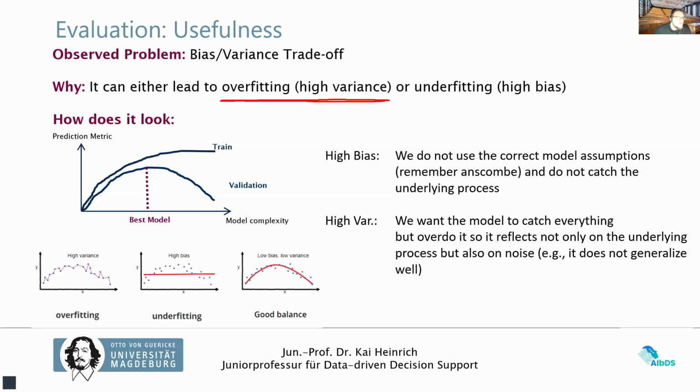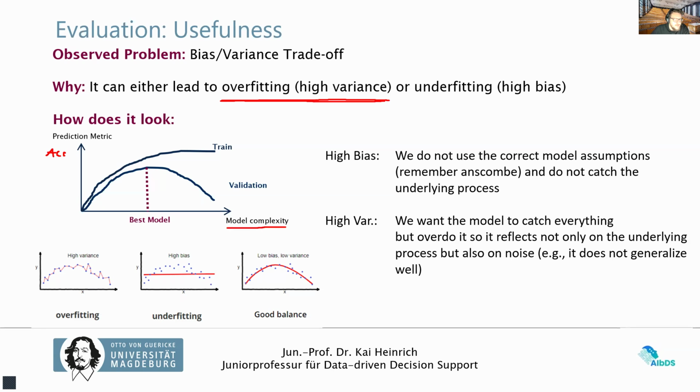And we can see this here. We have this chart of the prediction metric. Let's say the prediction metric is the accuracy. So higher accuracy is better, right? The higher it goes, the better it is.